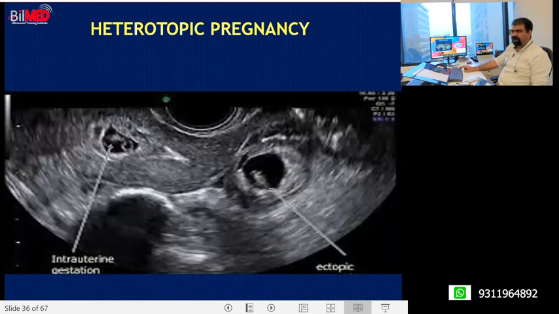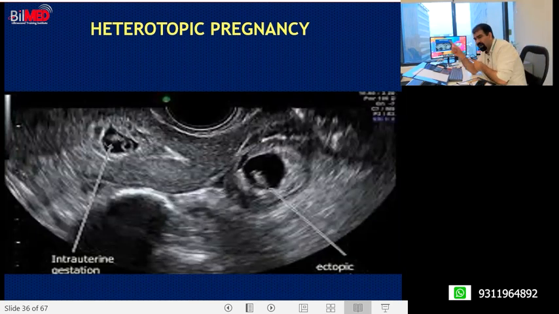So there is something called heterotopic pregnancy. Keep this in your mind also, because with a lot of these ARTs, we are now seeing heterotopic pregnancies. The point here is that when you see a gestational sac in the uterine cavity with a fetal pole, with a pulsating heart, don't get happy. Think along the lines of heterotopic pregnancy.